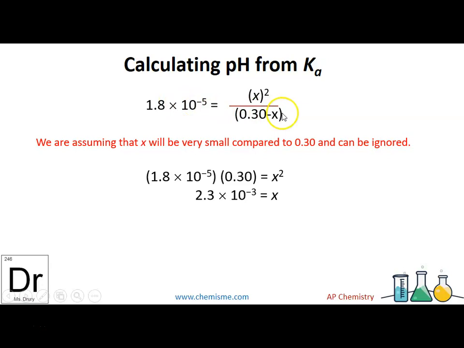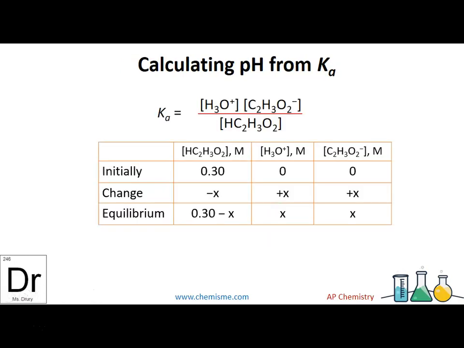That makes it so that we can just cross multiply the two values and have that equal to x squared. And then once you multiply them, you can square root both sides, get x alone. But remember that x is not your answer. X is how many ions you had, right? So if you go back to the ice box you have, x is how many hydronium ions you have, and that's not what the question asks.